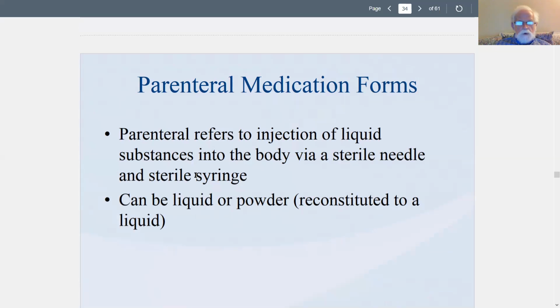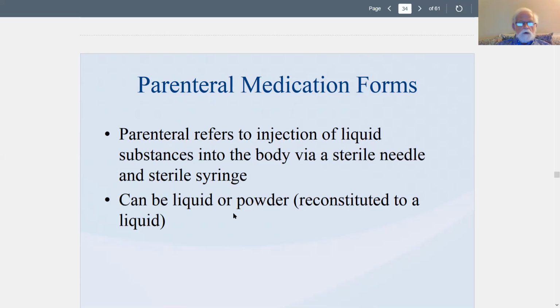Parenteral medication generally refers to the injection of liquid drugs or liquid substances into the body. It can be things that aren't formally drugs, like normal saline or D5W, 5% dextrose in water, via a sterile needle and syringe. You've already been through syringe technique, so you know that we use them and they go immediately into the sharps box, and we rotate the sharps box out when it's full.